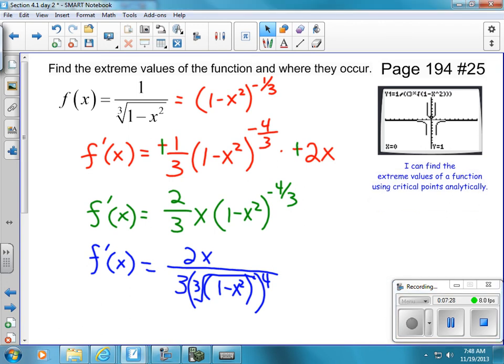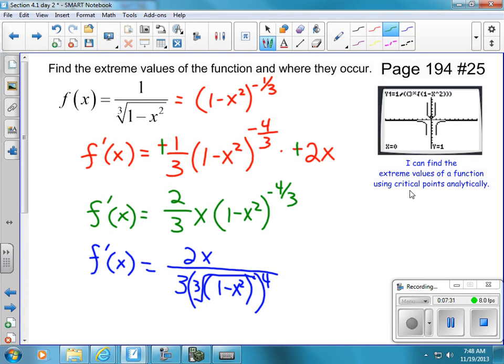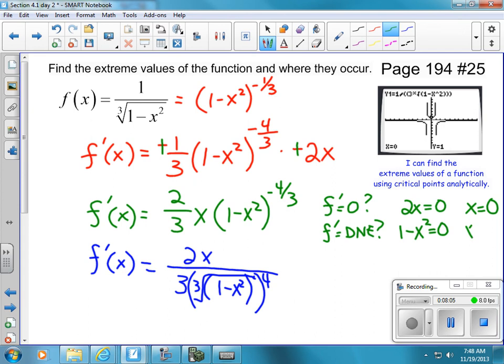Now let's take a look at our scenarios for critical points and endpoints. The first one is, does the derivative equal 0 and where? This would be wherever 2x equals 0. So therefore, we have a critical point at x equals 0. Cool. Do we have any place where the derivative does not exist? Well, anywhere the inside of the cubed root equals 0, that'll give us a 0 in the denominator, right? So let's take 1 minus x squared and set that equal to 0. Doing a little fancy algebra, we're going to see that x could equal plus or minus 1. Those are 2 critical points.